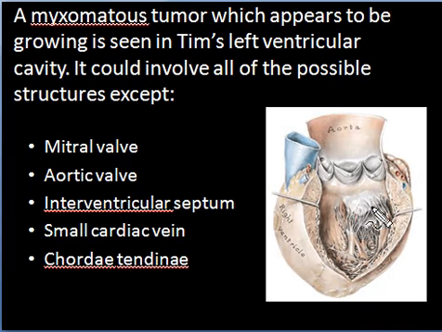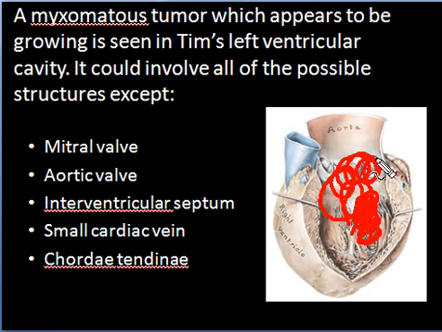Now in the cavity, this is the mitral valve. So the tumor could involve this mitral valve. Aortic valve, here is the aortic valve. If the tumor grows, it could involve the aortic valve. The interventricular septum lies here in between the right and the left ventricle. So if it's growing, it could involve the interventricular septum too.